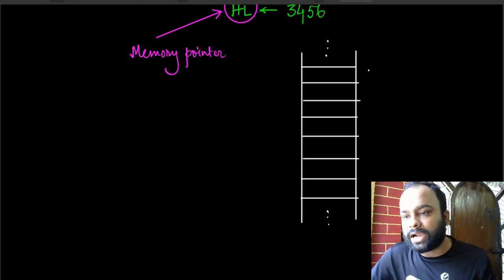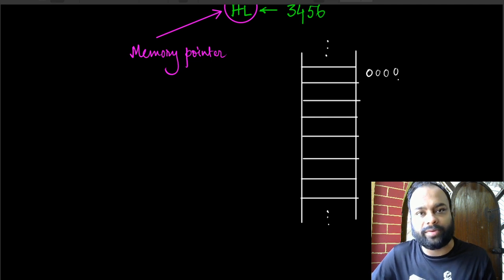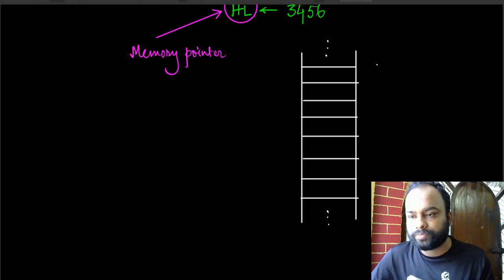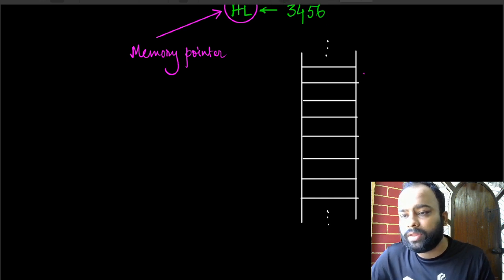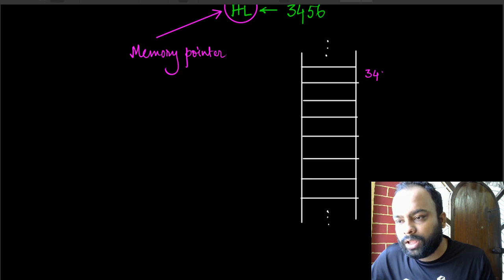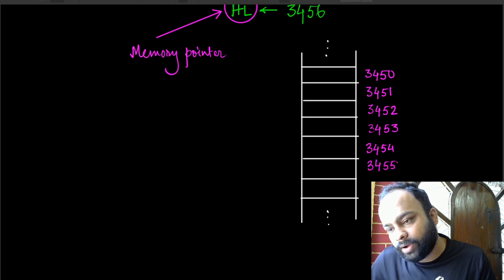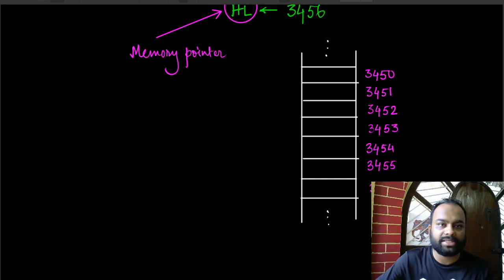So address can start from 0000. So that's the first address. So let's say we are talking about something in between those, right? Say this is the address number 3450. Similarly, this will be 3451, 3452, 3453, 3454, 3455, 3456, and so on. So that is how addresses are there, right?